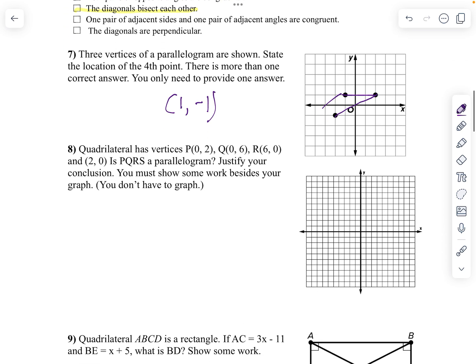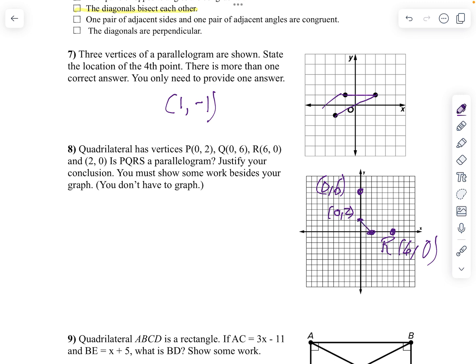Now on question 8, I've got this quadrilateral, and P is at 0 and 2. Q is at 0 and 6. R is at 6 and 0. I know I wrote R on this one. I didn't write it on the others. And then I've got another point at 2 and 0.